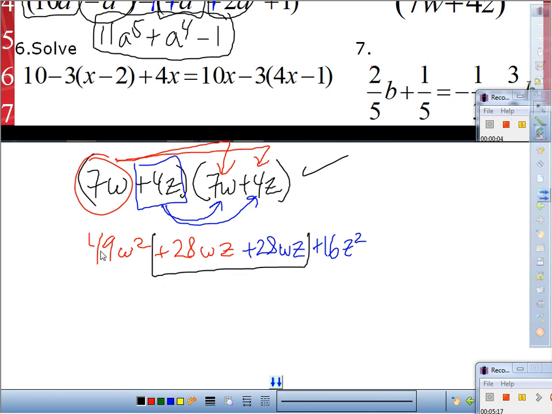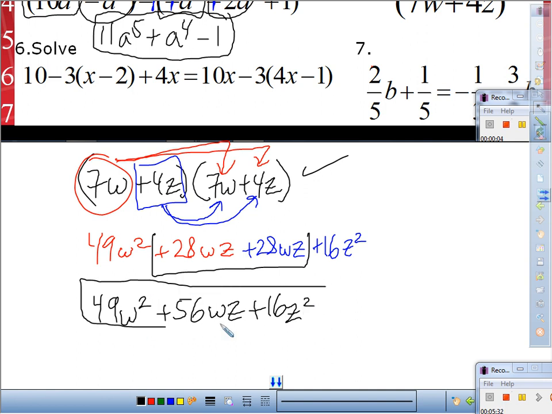These two are going to combine. This one we just bring down, 49w squared. What is 28 plus 28? 56. And what are they? WZs. Okay. And then you bring the other one down, plus 16z squared. And if you got that, that is correct. By the way, we still are going to have these, including the area model and the next cumulative part. We good up to right there?